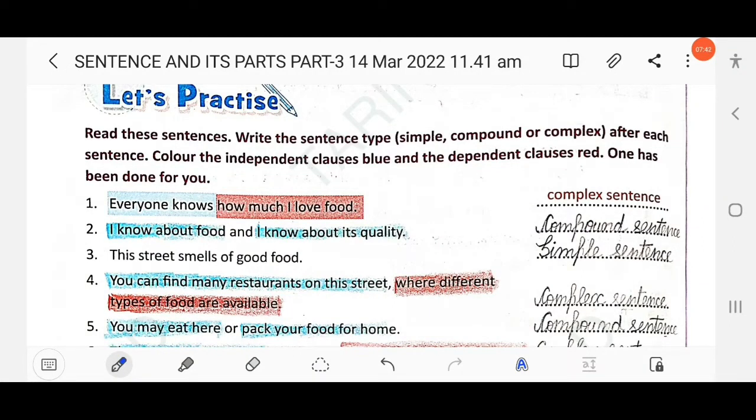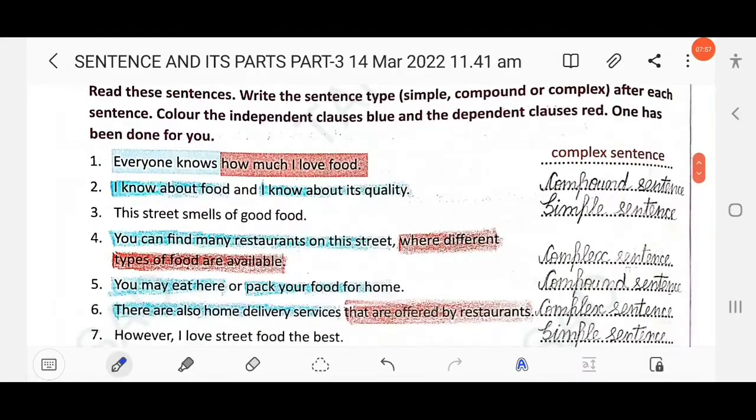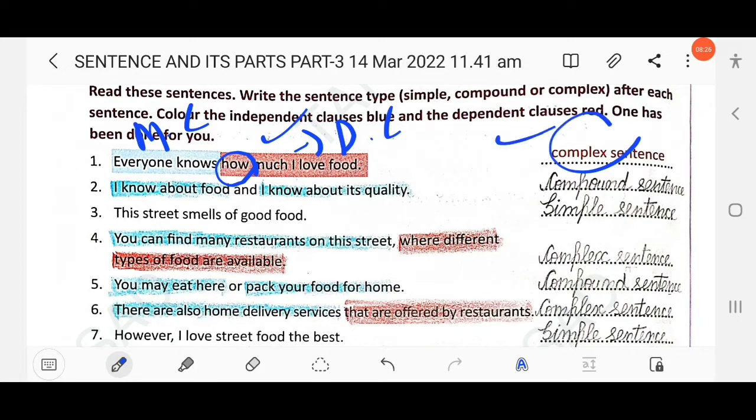So here, read these sentences, write the sentence type, simple, compound or complex, after each sentence. Okay. Color the independent clause blue and the dependent clauses red. One has been done for you. Okay. So here, everyone knows how much I love food. Yes, this is a complex sentence. And there are two clauses. Everyone knows, this is the main clause, the independent clause, and how much I love food, yes, this is the dependent clause. So this is a complex sentence.